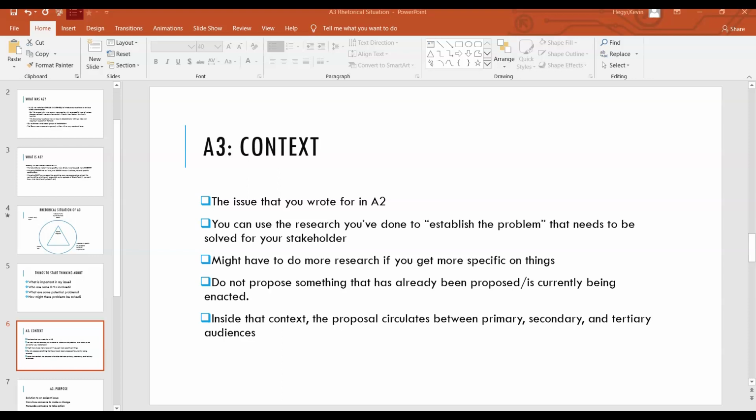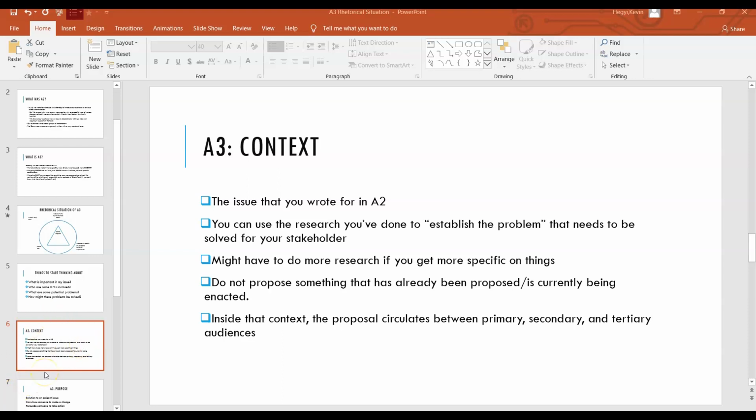A really big part of this, that I've already said twice: do not propose something that has already been proposed or is currently being enacted. You have to propose something new. If I Google whatever you're proposing and find out that it has been proposed or is currently being enacted, and it's not a new, novel idea, then your grade is going to be significantly diminished.